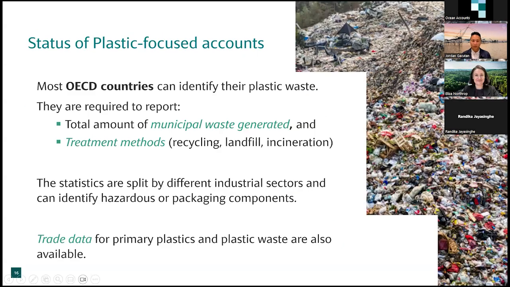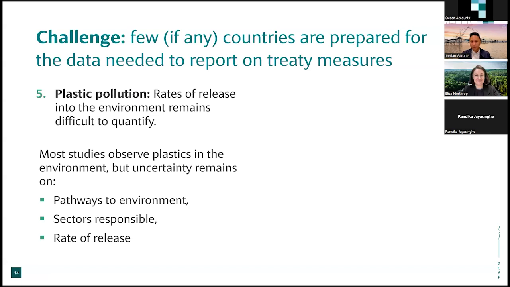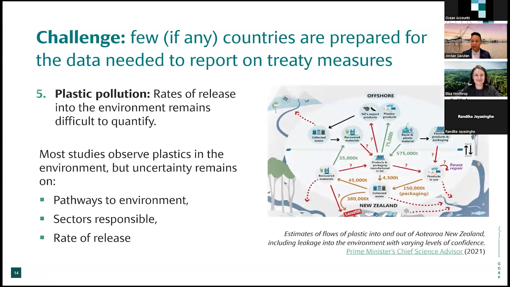So what's the state of plastic-focused accounts or data? And so there are early efforts. So for example, in Aotearoa, New Zealand, we have an early estimate of the different flows of plastics, as you can see here. The different colors represent the confidence in the estimate. And you can see the dotted arrows show the release into the environment. So there's a lot of question marks in terms of how much is being lost from sectors into the environment.